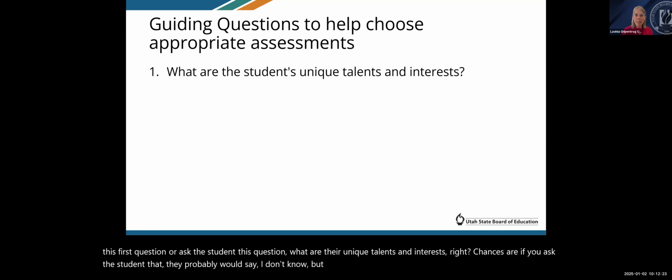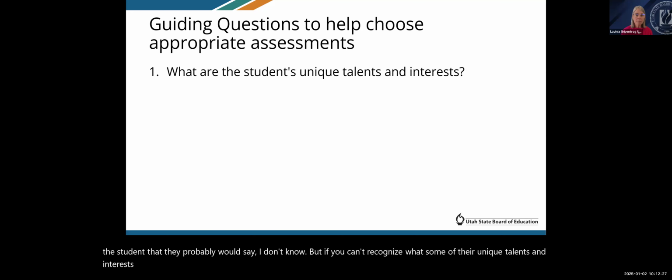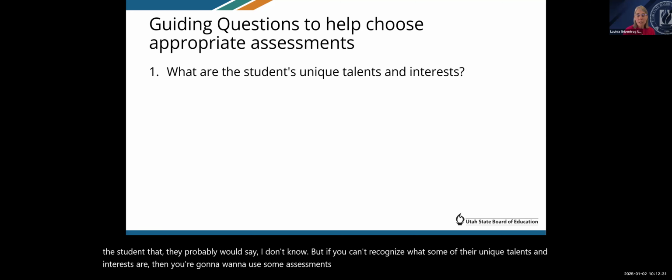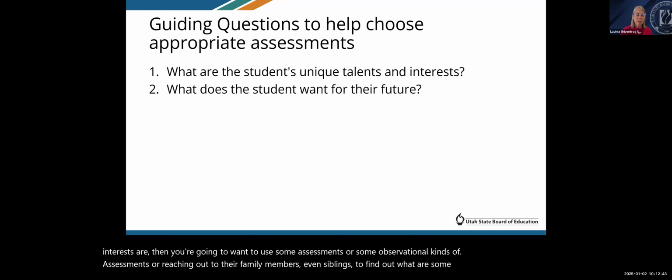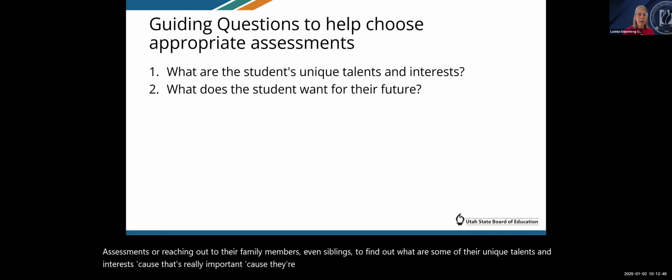But if you can't recognize what some of their unique talents and interests are, then you're going to want to use some assessments or some observational assessments, or reach out to their family members, even siblings, to find out what their unique talents and interests are, because that's really important, because they're not always academic. They oftentimes happen outside of the academic day.